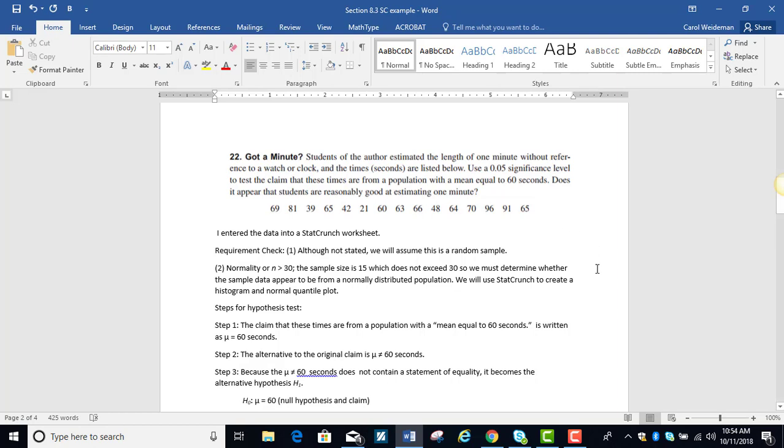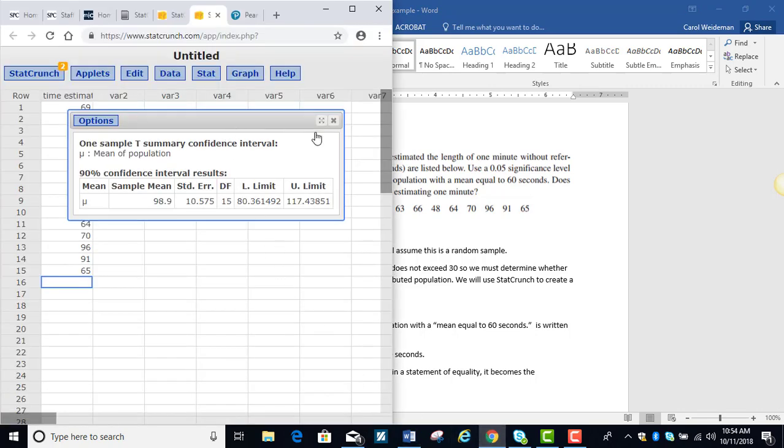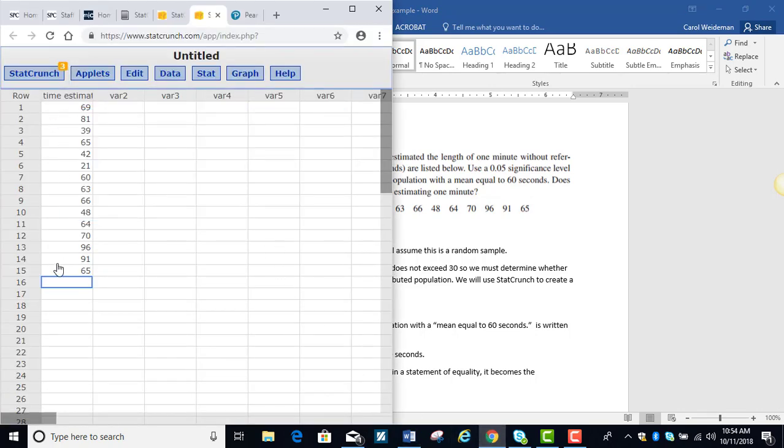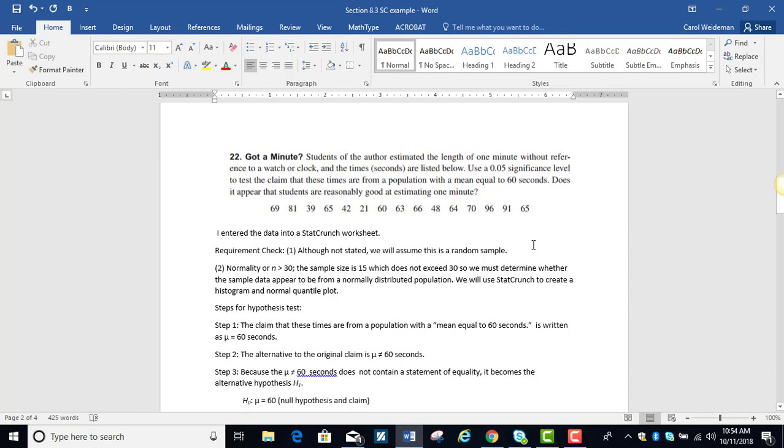I entered the data into a StatCrunch worksheet. If you look here, here's the times over here. Although it's not stated, we will assume this is a random sample. Normality or n greater than 30. The sample size is 15, which does not exceed 30, so we must determine whether the sample data appear to be from a normally distributed population.